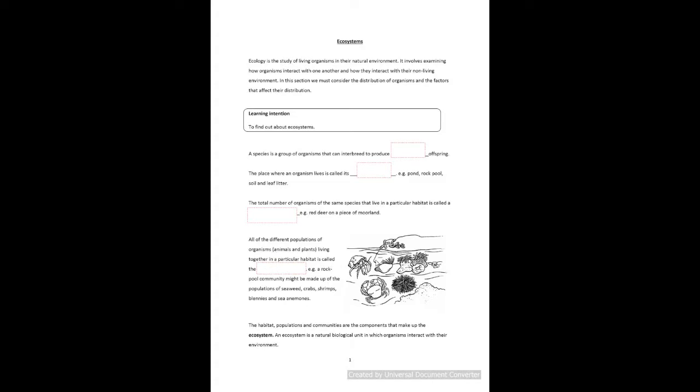So several populations, so the population of hermit crabs, velvet crabs, for example, littorina, anemones, these would be a community. The habitat, populations and communities are components that make up the ecosystem. So the ecosystem is the living, so community, and non-living, or what we call the environment of the area. So living and non-living together give you an ecosystem.